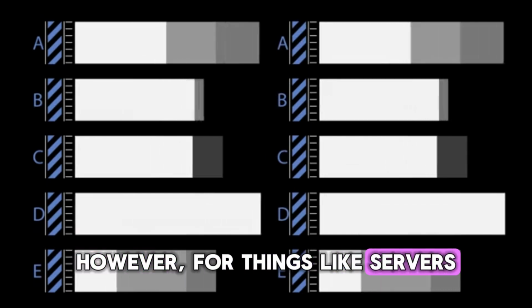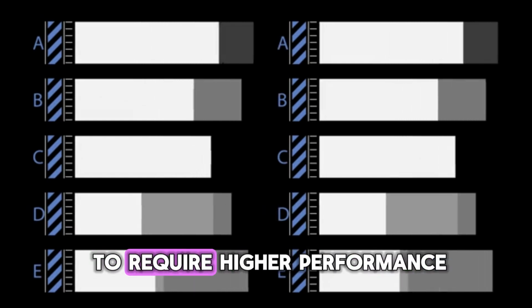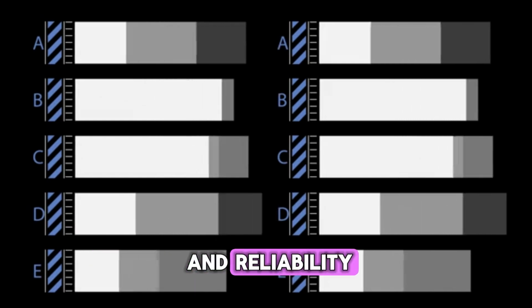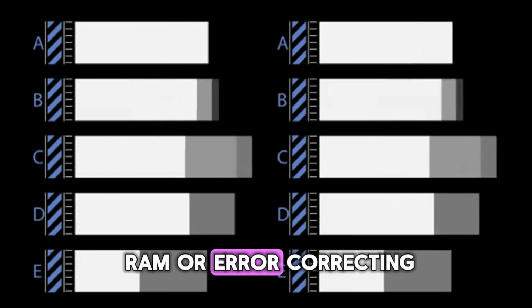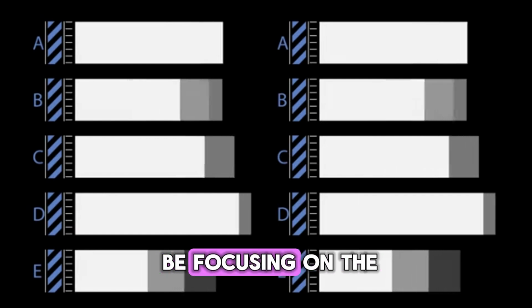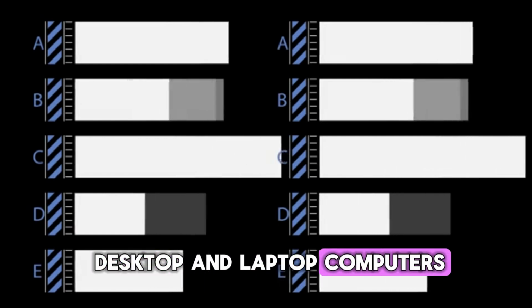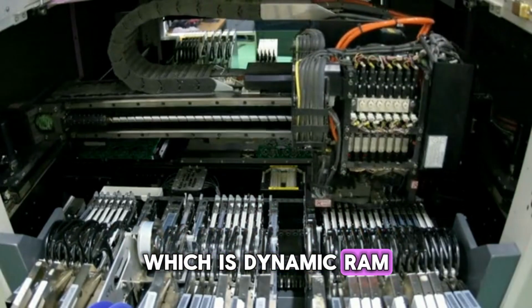However, for things like servers, workstations, and embedded systems, these are usually going to require higher performance and reliability. So these systems might use things like static RAM or error-correcting code RAM. For today, I'm mainly going to be focusing on the types of RAM that you would find in desktop and laptop computers. The first one we talked about was DRAM, which is dynamic RAM.